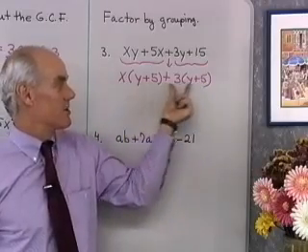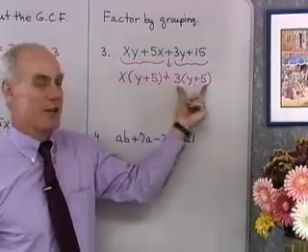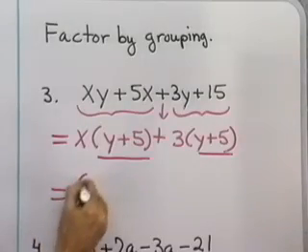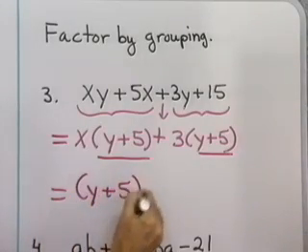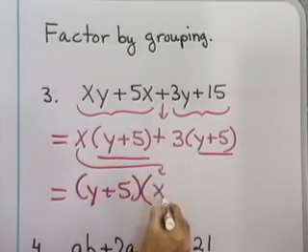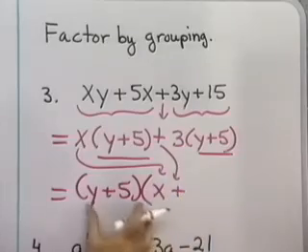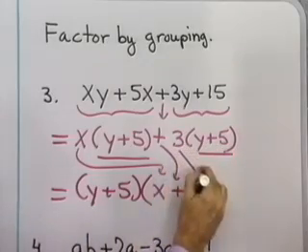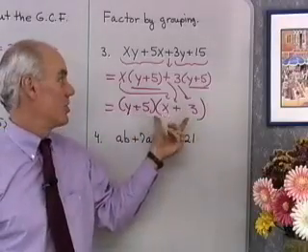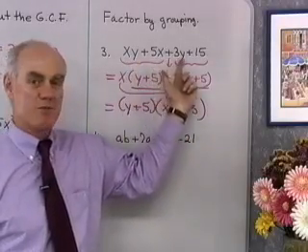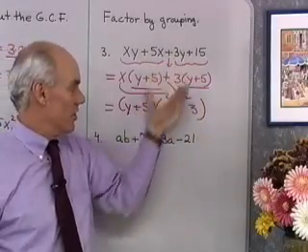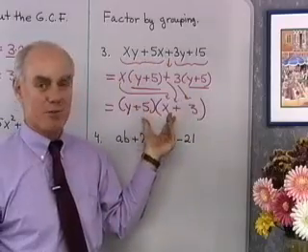Now I see I have a y plus 5 and a y plus 5 common to this term and this term. So I'm going to take that common factor and write it outside, and then write down what's left when I factor y plus 5 from this term. What's left is x, plus when I factor y plus 5 from this term, what's left is 3. So y plus 5 times x plus 3 should give me xy plus 5x plus 3y plus 15. And if you multiply this out, you'll see you, in fact, get that. What this is good for is changing addition into multiplication.